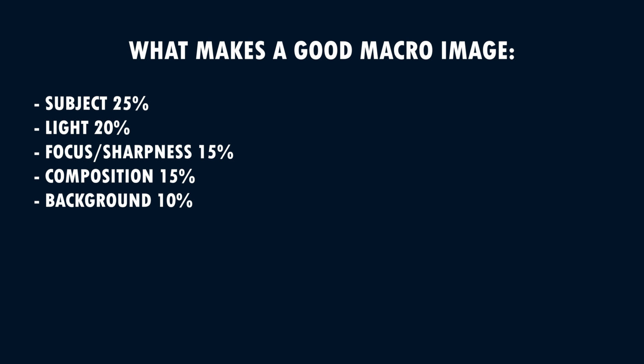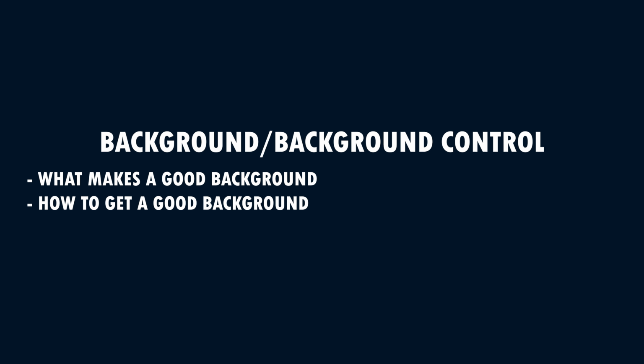Welcome back. We're still on how to take a good macro image every single time, and this is the first part in this three-part series, which is all about what makes a good macro image. We've talked about the things that make up a good macro image, like subject, light and focus, composition, and all those other things, and we've given them a percentage of just how much we think they make up a good macro image. In today's video, we are going to be talking about background and background control and how it can make or break a good macro image. So let's get into it.